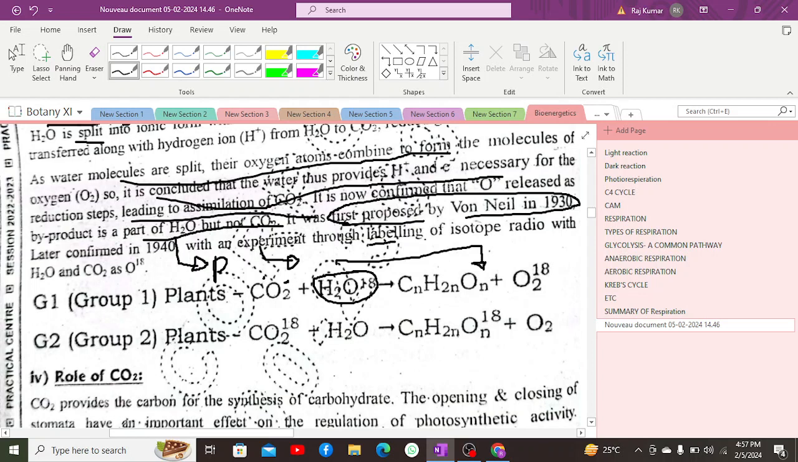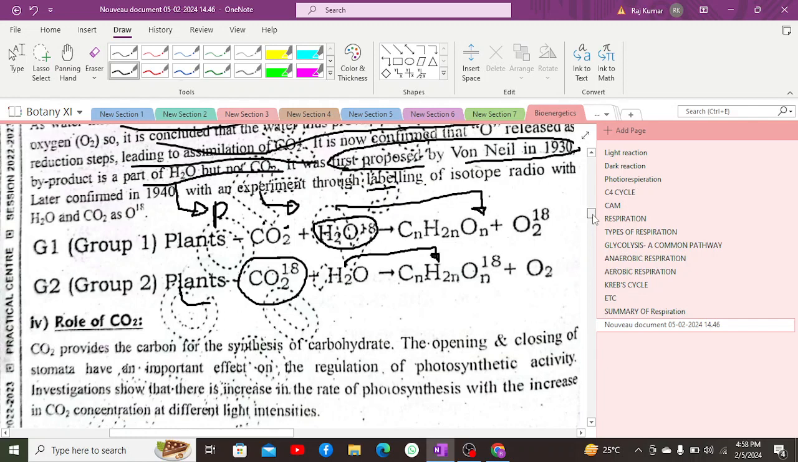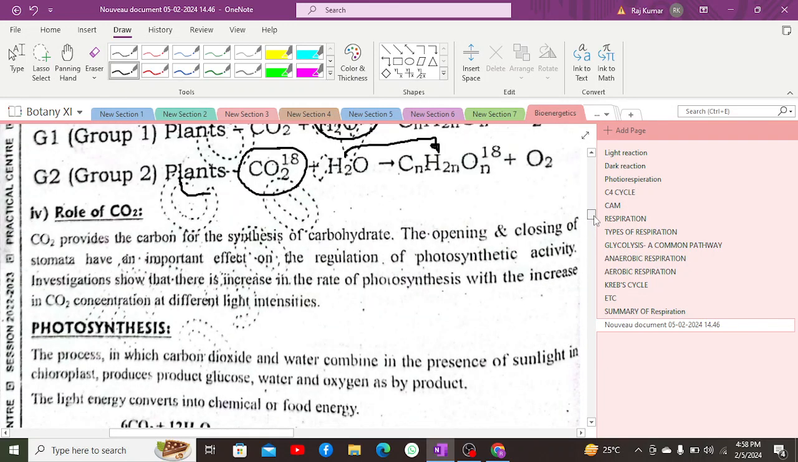Likewise, group 2 plants were given radioactive oxygen present within the carbon dioxide, as a result of which they got the result that the glucose which was obtained contained the radioactive oxygen isotope, which indicated clear evidence that H2O is a major source of oxygen evolved during the process of photosynthesis, and carbon dioxide is a source of oxygen obtained in glucose during the process of photosynthesis.